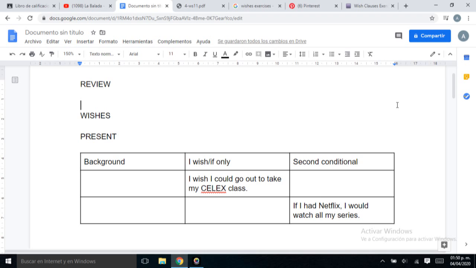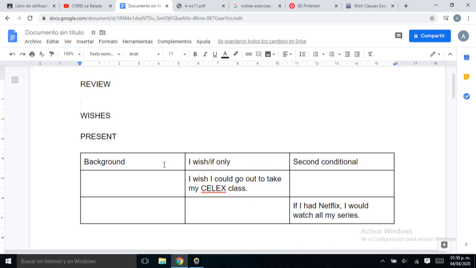Our first point to check today is, first of all, a review. The review will be about wishes. That is a topic that we checked last week. We are going to have a different vision. We're going to have wishes in present, in past, and in future. It is the same topic, the same information, but as you can see, in a different order.